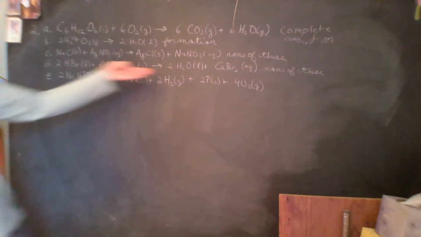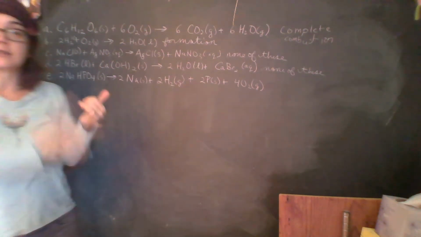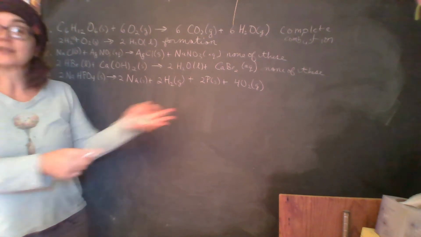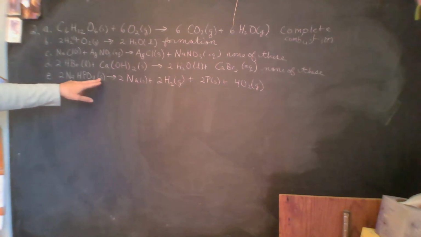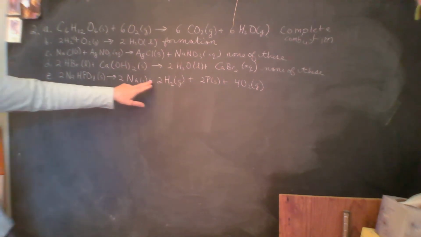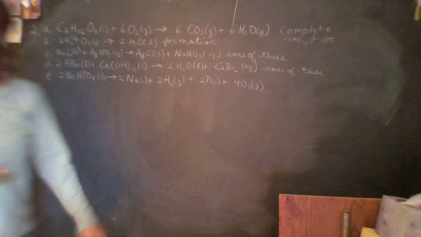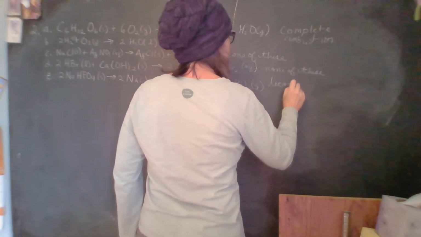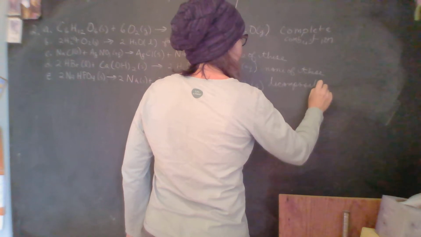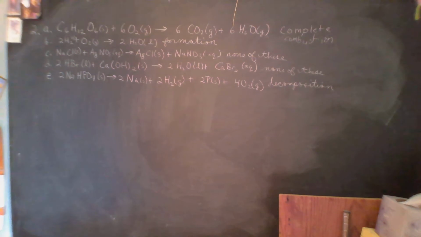A chemical reaction is occurring. It's not that no reaction has occurred, but it is not decomposition, it is not formation, and it is not complete combustion. So that's letter E: 2 NaHPO4 solid yields 2 Na solid plus 2 H2 gas plus 2 P solid plus 4 O2 gas. That's a decomposition, where we have a compound being broken down into its constituent elements.